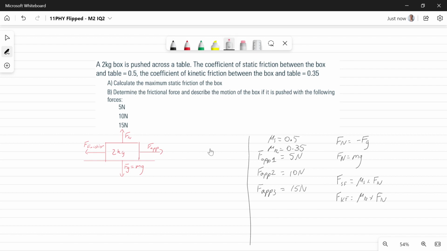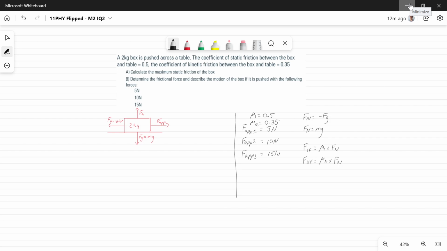And we always know that the normal force is equal and opposite to Fg, which we can calculate as mg, g being the acceleration due to gravity, or essentially 9.8. And I've just written that up here on the side in a bit of an algebraic way. Also recorded all of the data here in our data column. So I've got the value for mu s, mu k, and then the applied forces in 3 different scenarios.